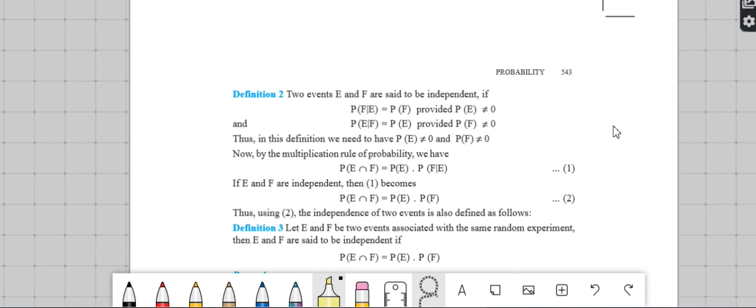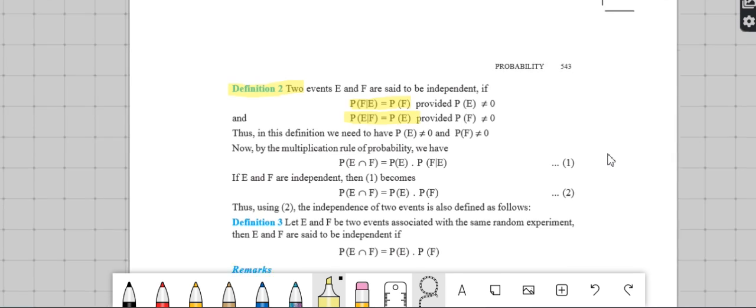Now here definition number 2. What do you understand by independent event? Then straight away P of F given E is equal to P of F, and P of E given F is equal to P of E. So this formula you must remember. Remember here E and F are independent events.